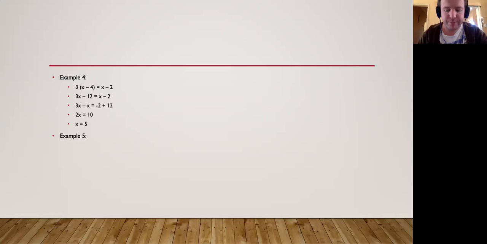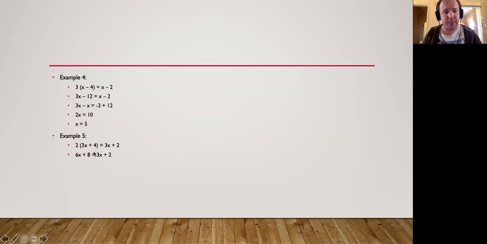Example 5. 2 times 3x plus 4 is equal to 3x plus 2. Once again, we're going to say 2 times 3, 2 times 4. So it becomes 6x plus 8. Remember 2 times 3x is 6x. 2 times 4 is 8. So we say 6x plus 8 is equal to 3x plus 2.